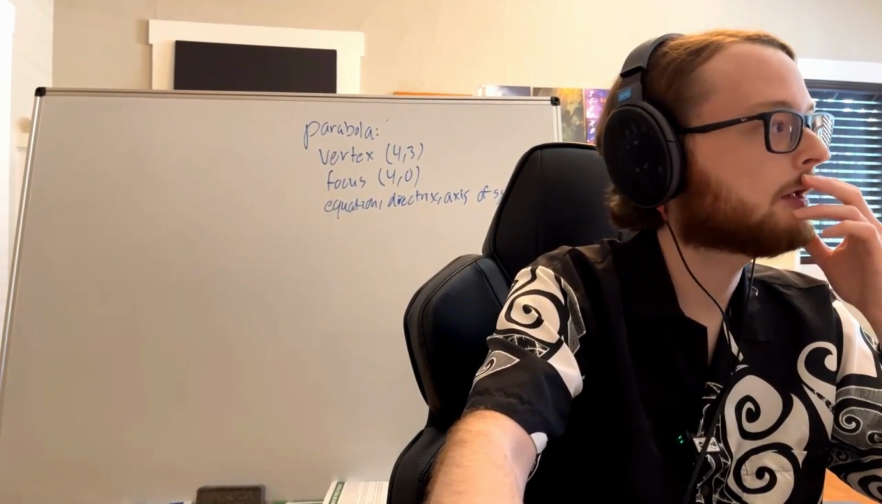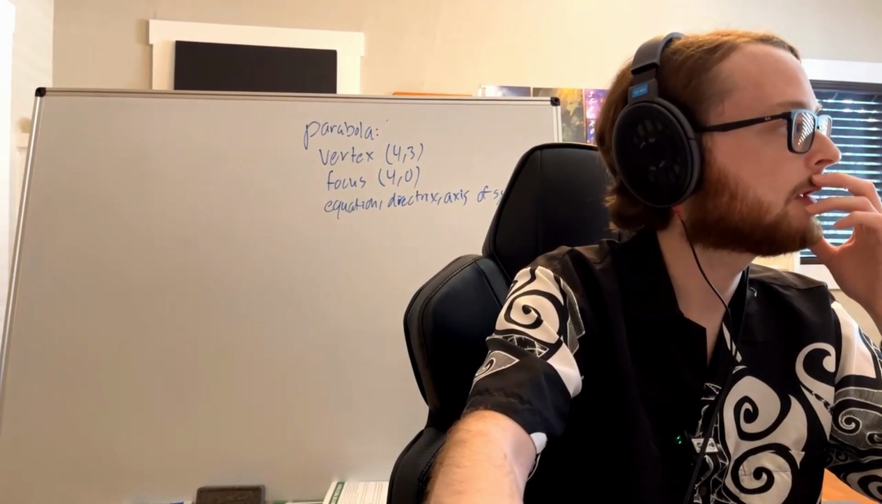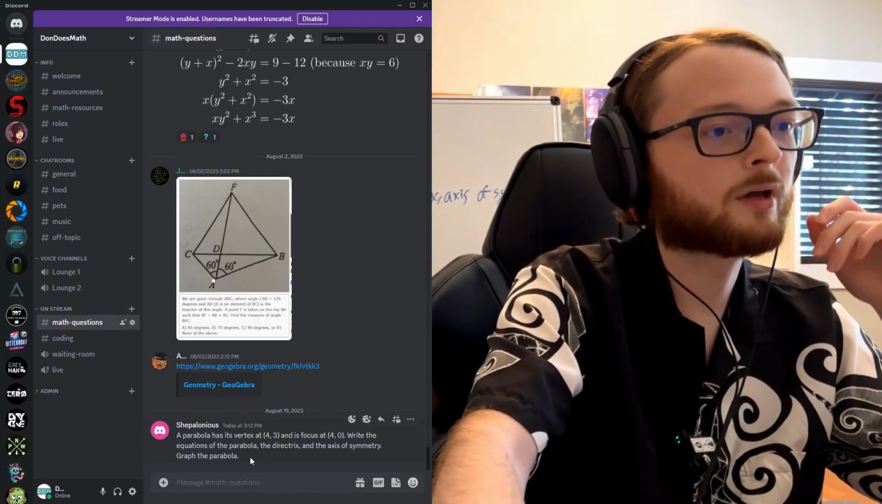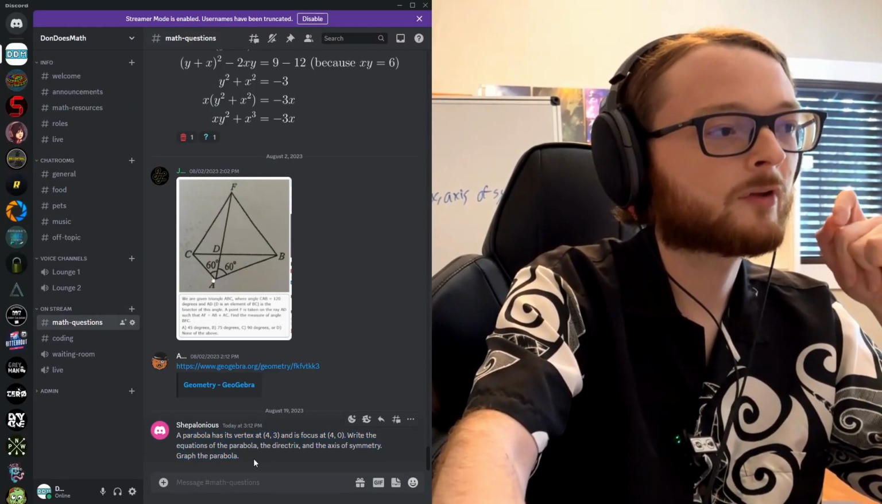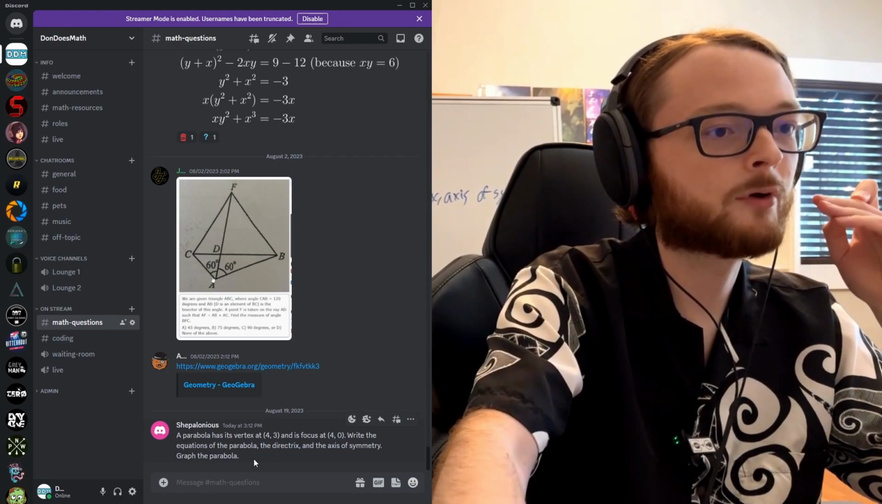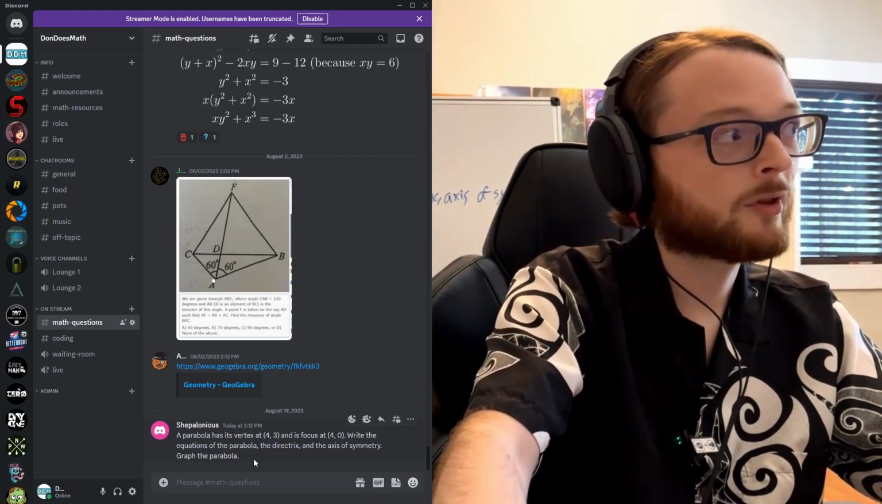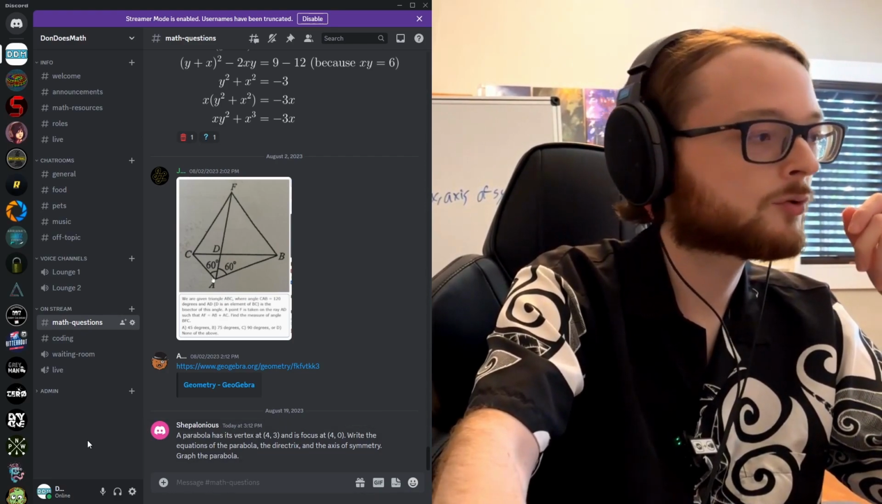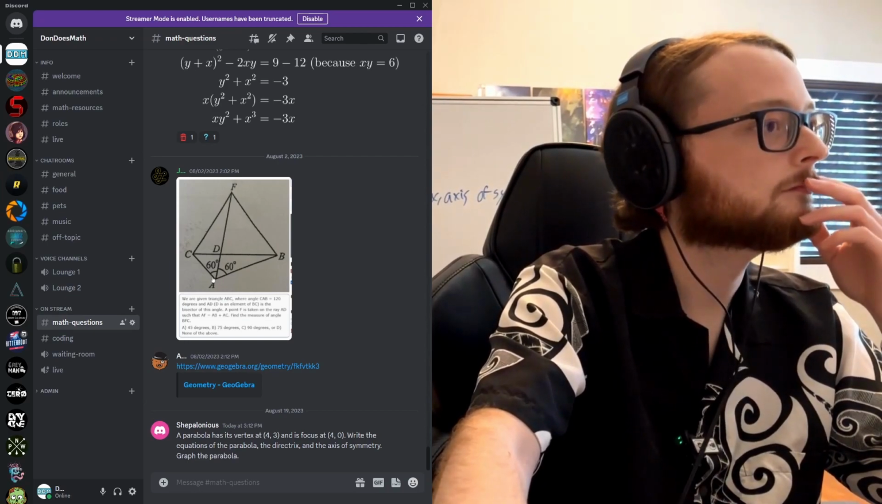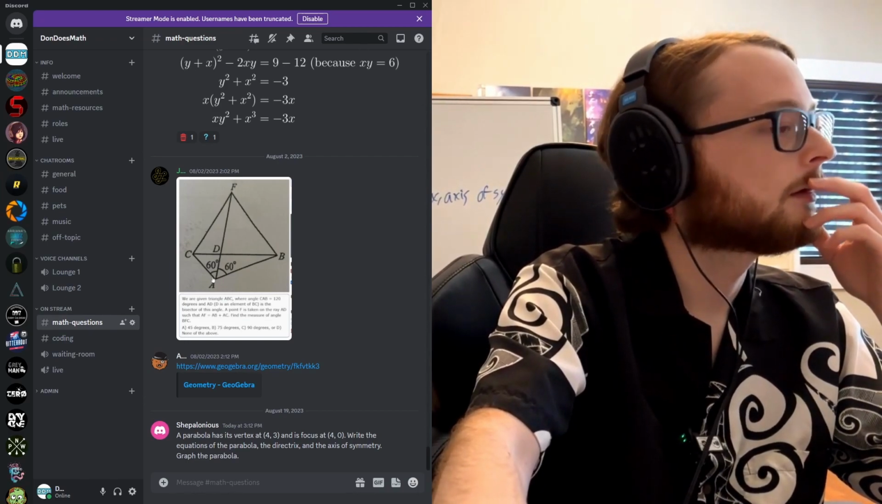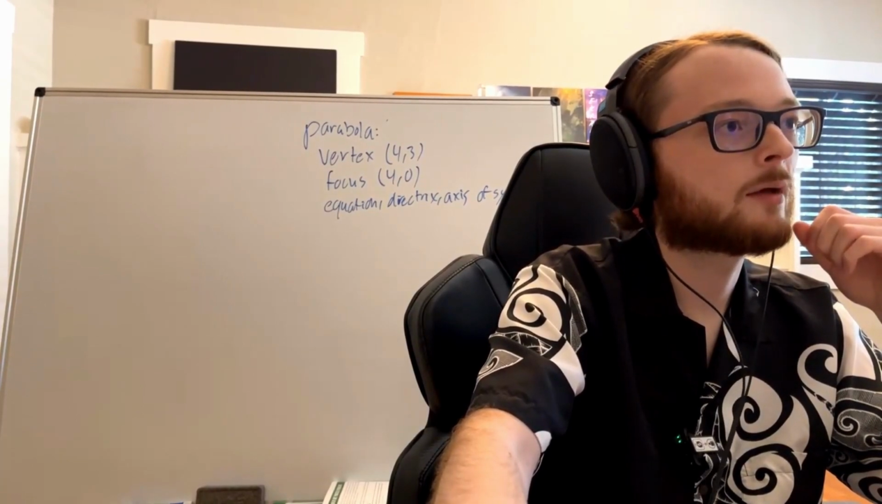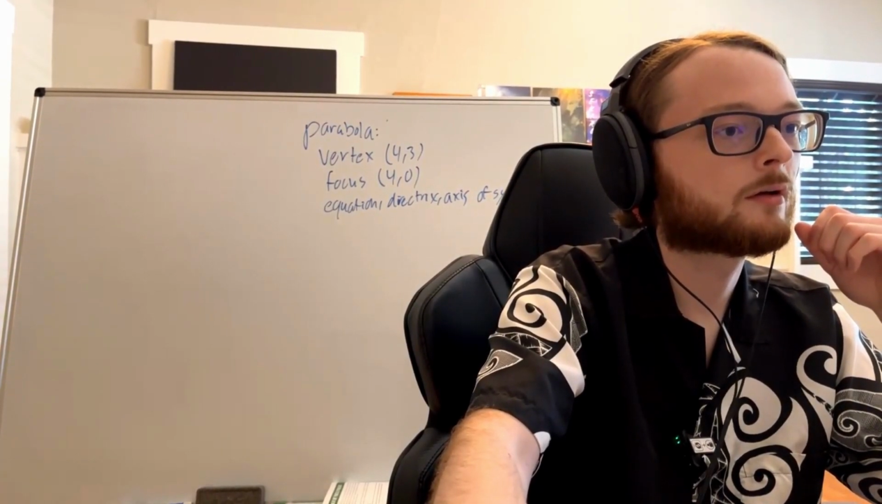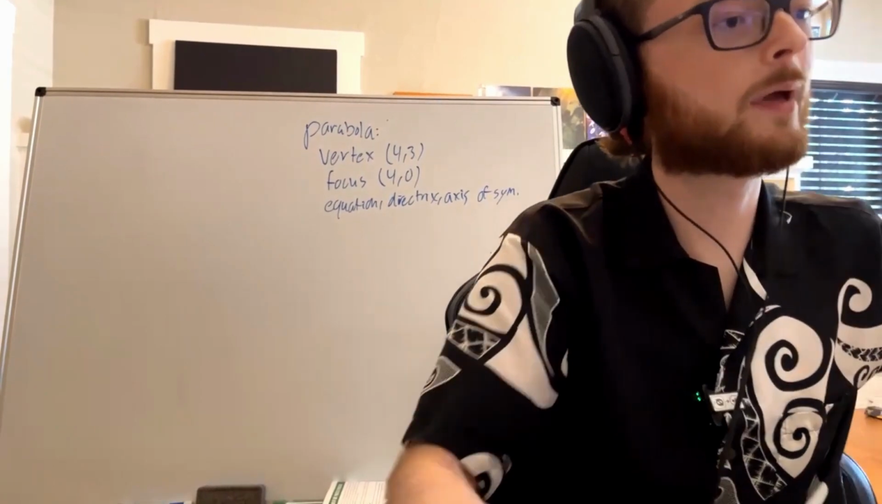Okay, so I'll show Shep's problem again. I wrote it on the whiteboard, but it's this right here. The parabola has its vertex at (4, 3), and if it's focused at (4, 0), write the equation of the parabola, the directrix, and the axis of symmetry, and then graph it. So we can do that. Actually, I should quickly check. Okay, that person didn't post back to me.